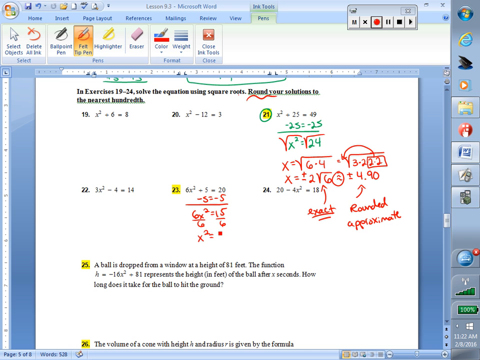X squared equals... And let's go ahead and just simplify the fraction. Don't give me a decimal. Simplify the fraction. 3 goes into 15 and 6 5 times and 2 times. So we end up with 5 halves.